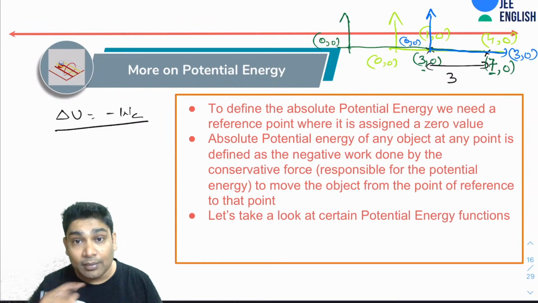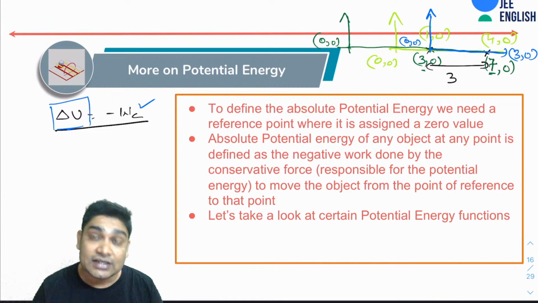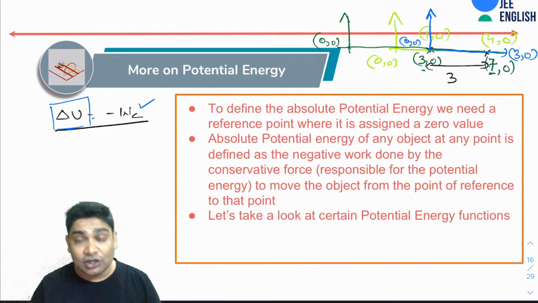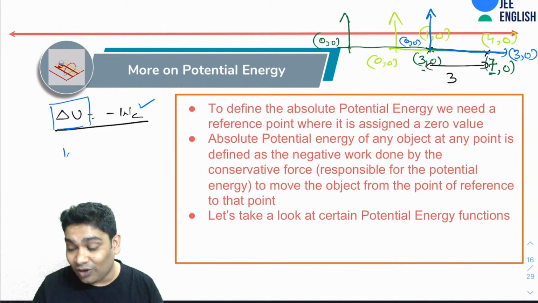Similarly, in most of the problems, what you want to actually find is delta U. Why? Delta U will tell you what is the work done by conservative force. So the application of the idea of potential energy is always in work energy theorem. In work energy theorem, what do you need? On one hand, you need the net work by all the forces. On the other hand, you need delta K.